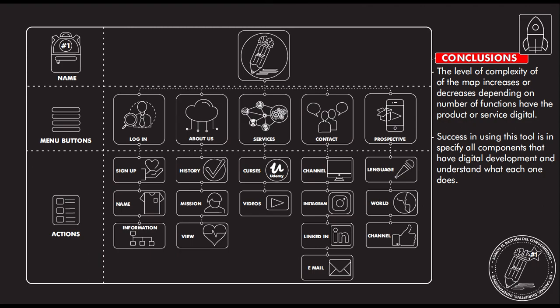As a conclusion, we can say that the level of complexity of the map increases or decreases depending on the number of functions that the product or digital service has. Success in using this tool lies in specifying all the components of the digital development and understanding what each of these components does. If you are clearer and show more, your customer or the person interacting with your development will understand everything way better.